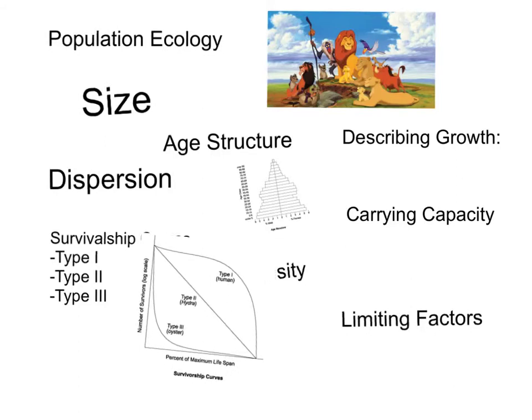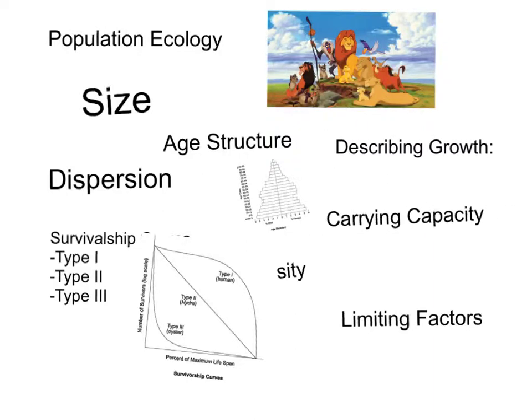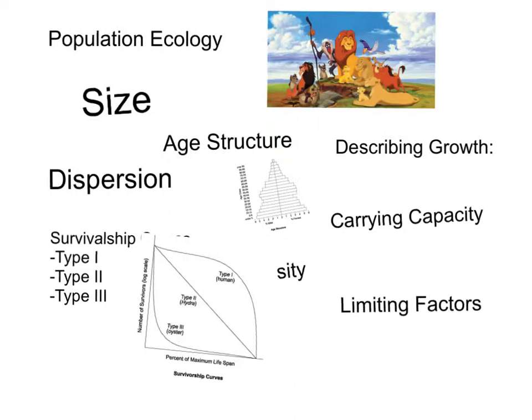In type 1, a species will survive to middle age. In type 2, the likelihood of death is the same at any age. In type 3, a species usually dies at a young age. When describing growth of a population, carrying capacity is the maximum number of individuals of a population that can be sustained. Limiting factors prevent a population from reaching its biotic potential.